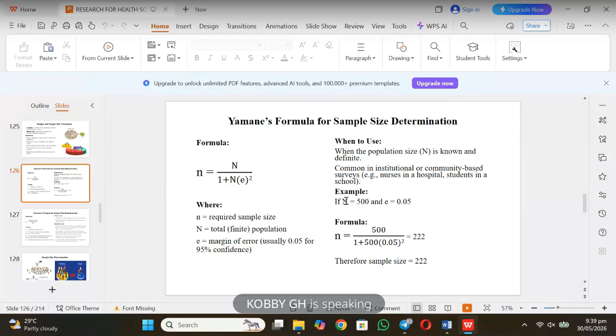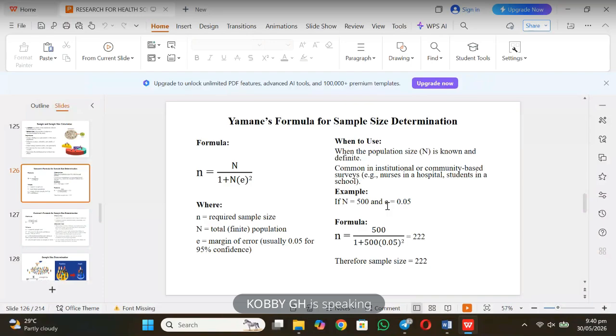Calculate the sample size. Now, we will not tell you to use Yamani's formula or Cochran formula. You would look at the parameters in the question and choose which formula you are supposed to use. So once you see the N and you see the E, automatically you should know that you have to use the Yamani formula. Don't ask anyone.